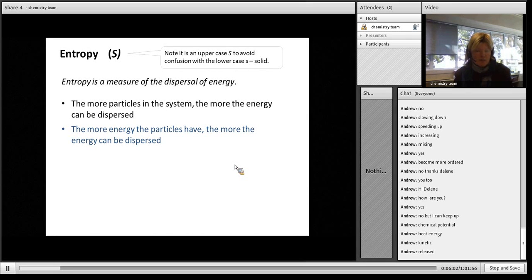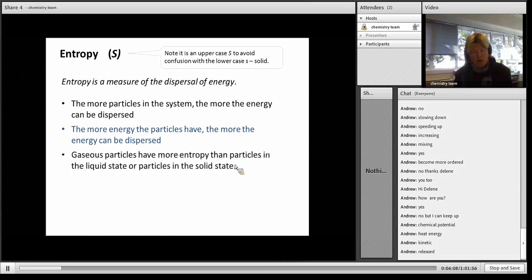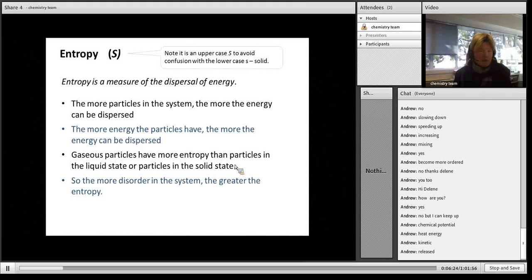So I could have one molecule, but if it's carrying a lot of energy, it can zoom away and disperse that energy. And then obviously gases have more kinetic energy than a liquid or a solid, so they're going to have more entropy because they're dispersing more energy as they move around. You can think of it as disorder, because if you've got lots of gaseous particles moving around, it's all going to be mixed up, disordered and chaotic. So it's an easy way of visualizing entropy. If there's lots of disorder, then there's lots of entropy.